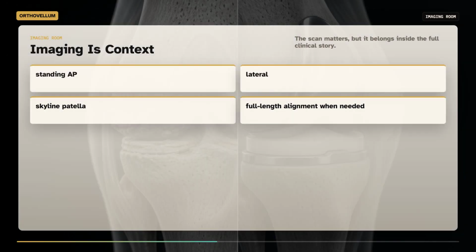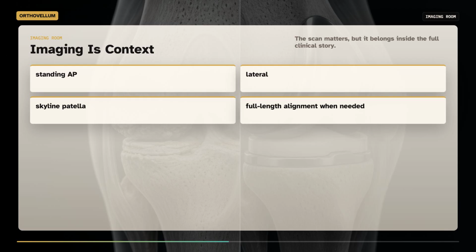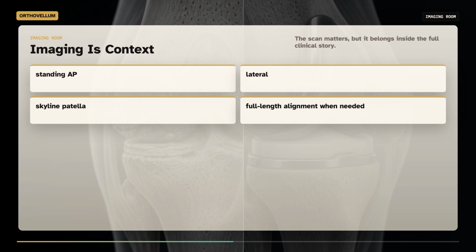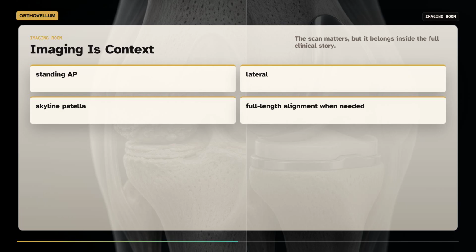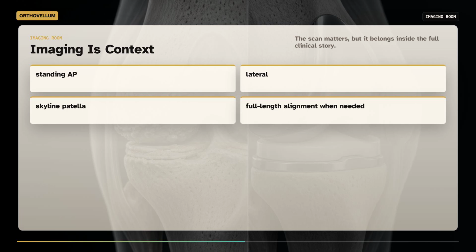Imaging helps when it is matched to the story. The useful imaging logic here is standing AP, lateral, skyline patella, full-length alignment when needed. An image is evidence, not a verdict. The same report can mean different things in different people. The skill is to connect the image, the symptoms, the exam, and the person's goals. That is the difference between treating a scan and treating a patient. A useful image question is: did this picture reveal the diagnosis, confirm the severity, exclude danger, or help plan treatment?